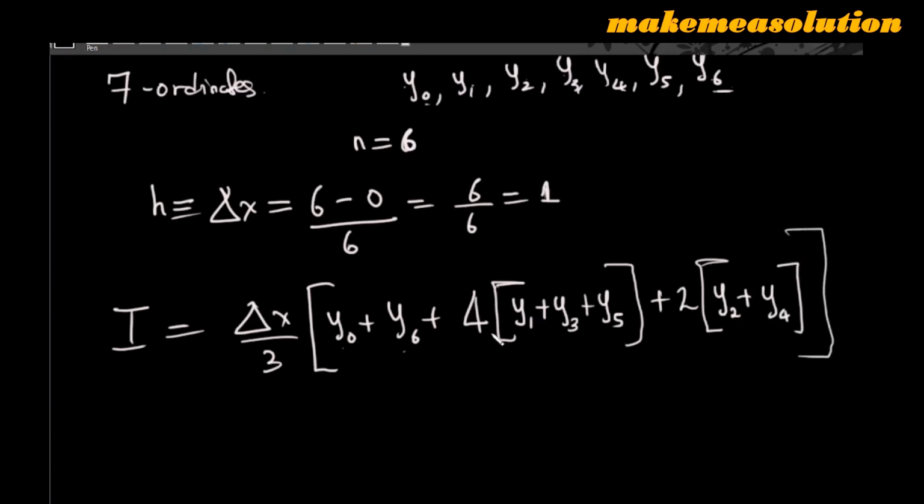First value plus last value plus 4 times the sum of all the odd ordinates, then plus 2 times the sum of all the even ordinates in between the first and the last value. Okay, so we now have to obtain these ordinates. And how do we obtain these ordinates? Very good, we need to create our table. Okay, so let's create our table.